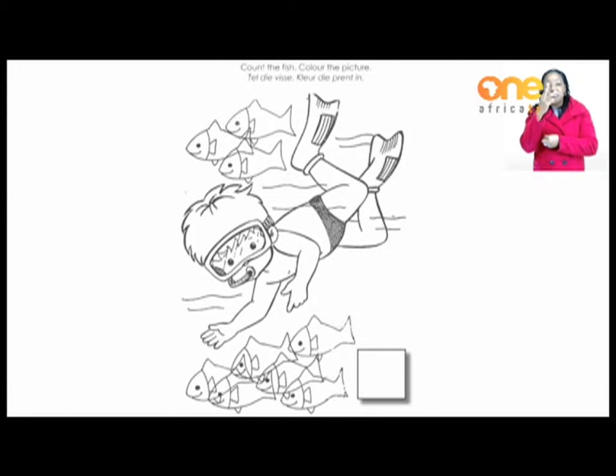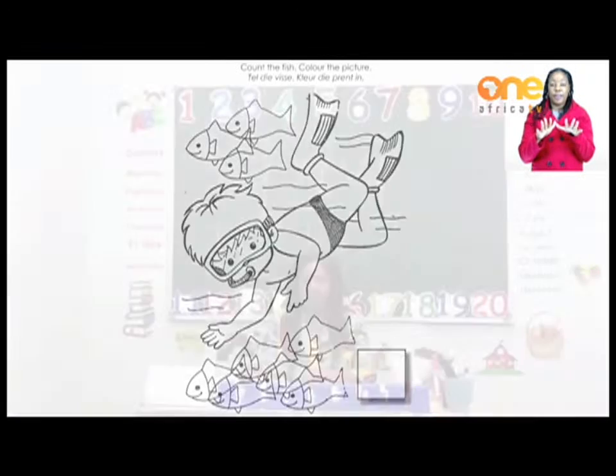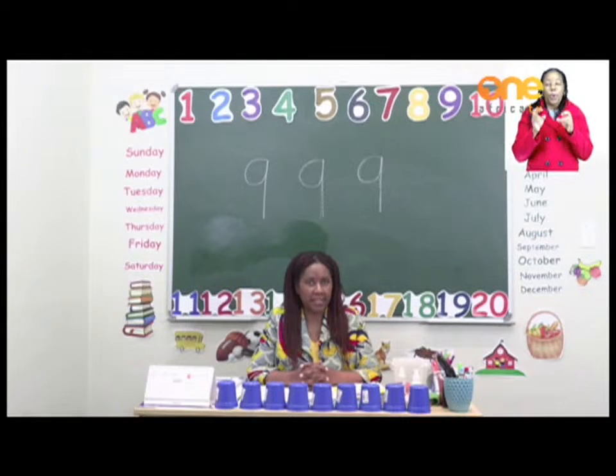Let's count together. 1, 2, 3, 4, 5, 6, 7, 8, 9. Well done. If you have found the number of fish, I would like you to write the number in the square or the block right below the page number 6 of the booklet. Well done, boys and girls. I hope you have enjoyed this lesson.